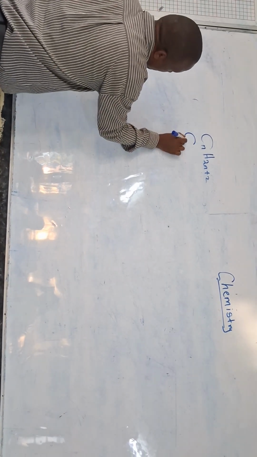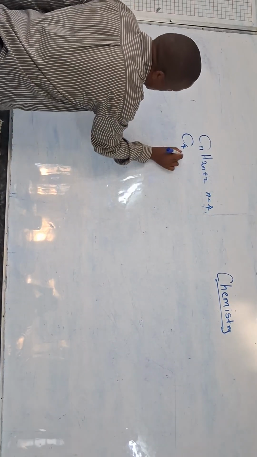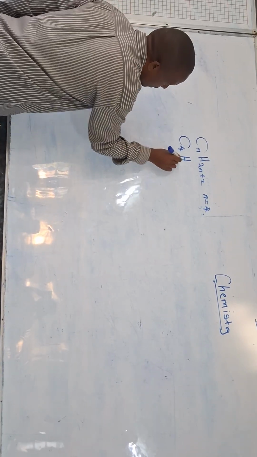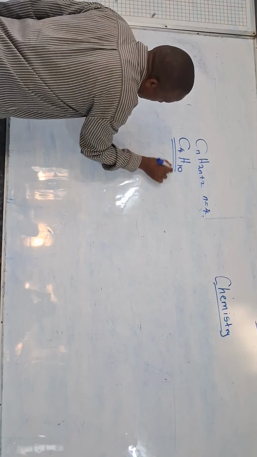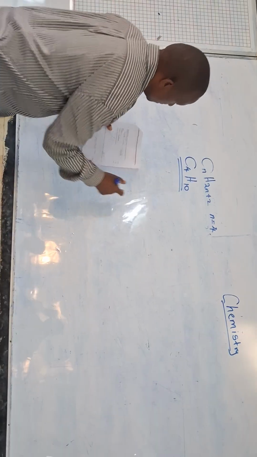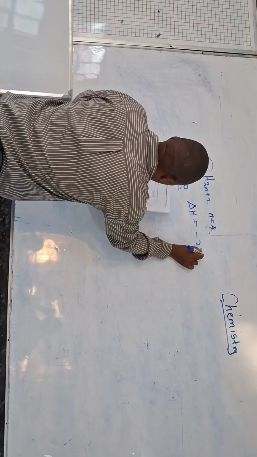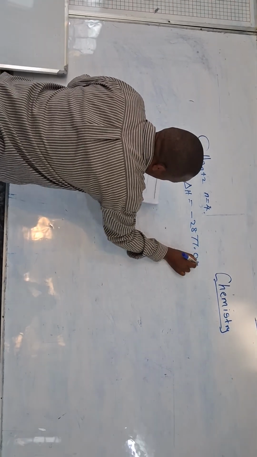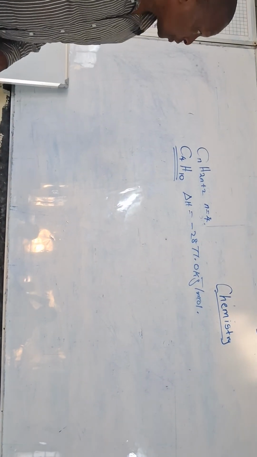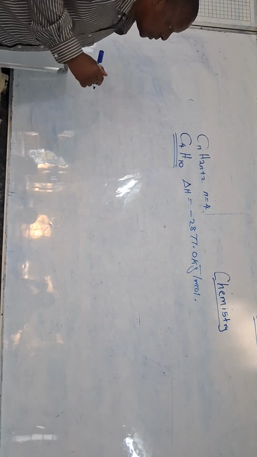So it will be C. The formula is C4, whereby n is equal to what? 4. C4. H, 2n: 2 times 4, 8. We add 2, 10. So it will be C4H10. Now, the molar heat change, delta H, is equal to negative 2877 kilojoules per mole.